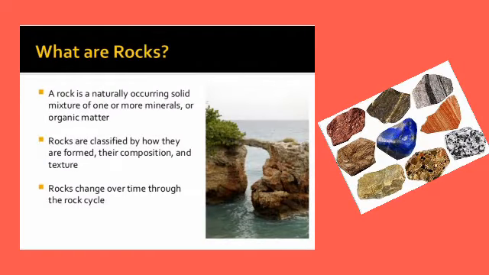Now let's summarize what rocks are. A rock is a naturally occurring solid mixture of one or more minerals or organic matter. Rocks are classified by how they are formed, their composition and texture. We are going to learn the different types of rocks in the coming part of the lesson, children. Rocks change over time through the process called the rock cycle.